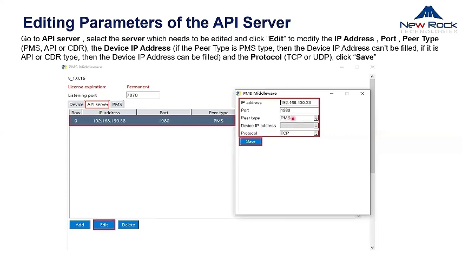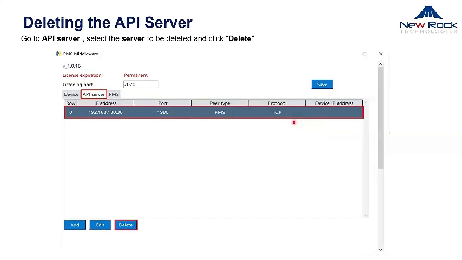If you want to modify the peer type, you can select PMS, API, or CDR, then modify the IP address and of course the protocol. By the way, if you select PMS, the device IP address cannot be filled in, and if you select API, then the device IP address can be filled in. That's the difference within the peer type. And of course, if you want to delete an API server, simply go to API server, then click the server you wish to delete, then press the delete button.